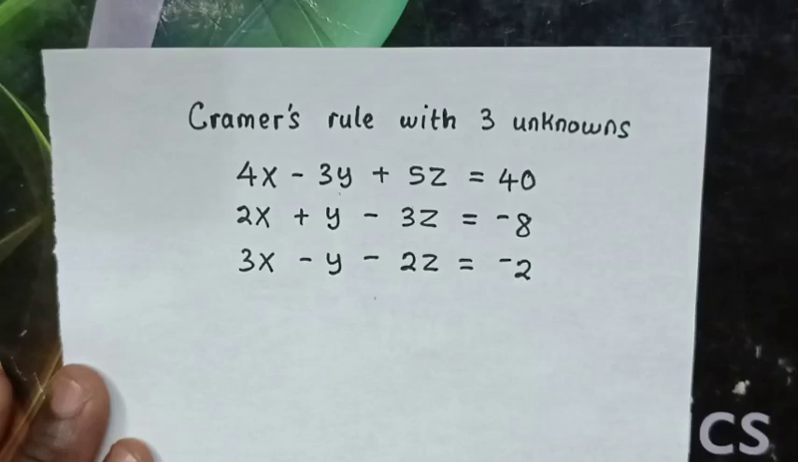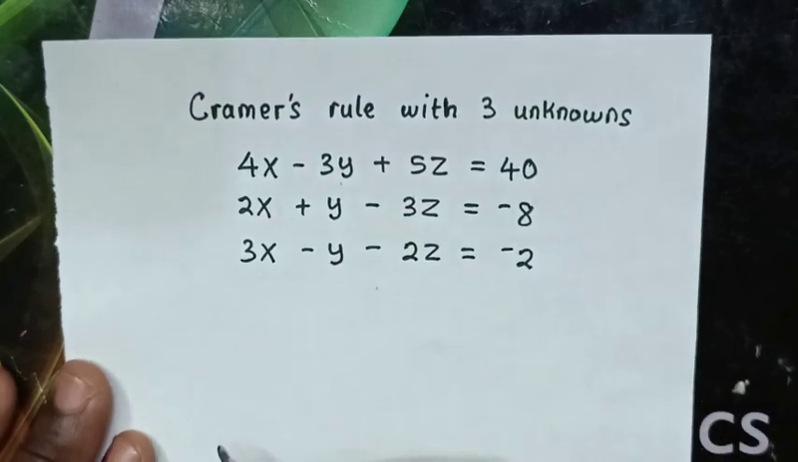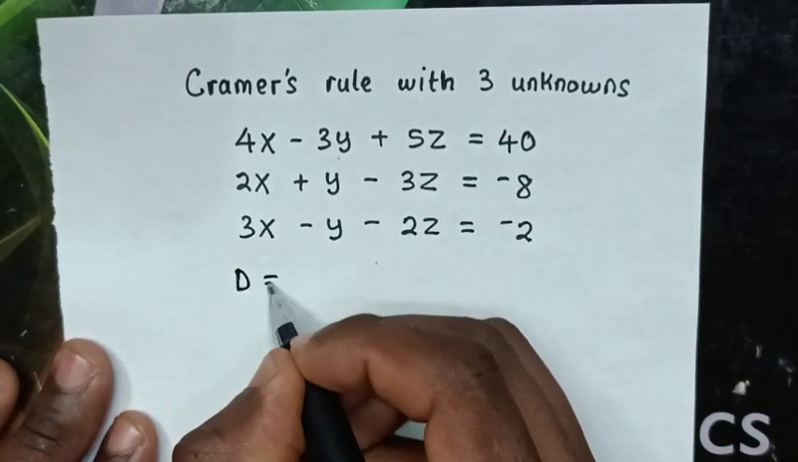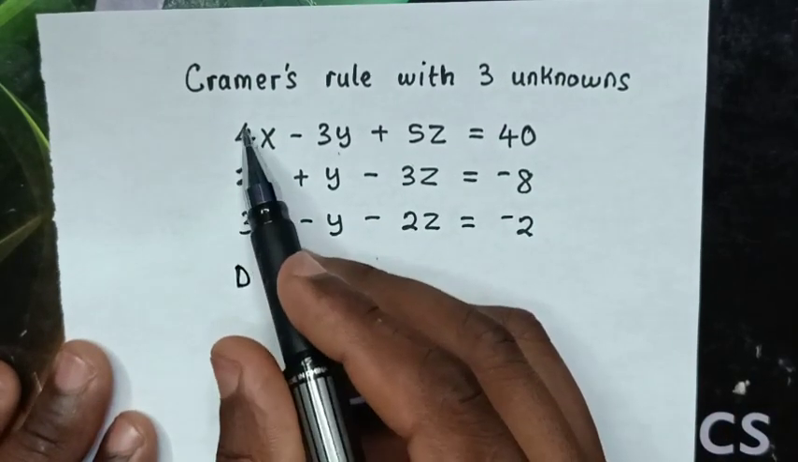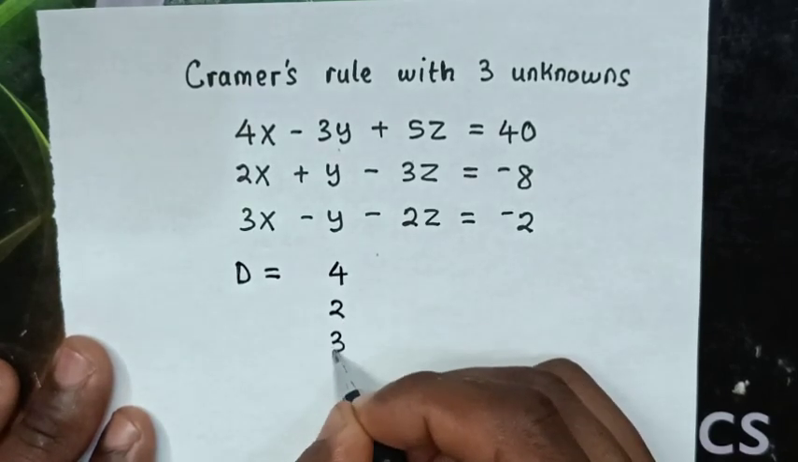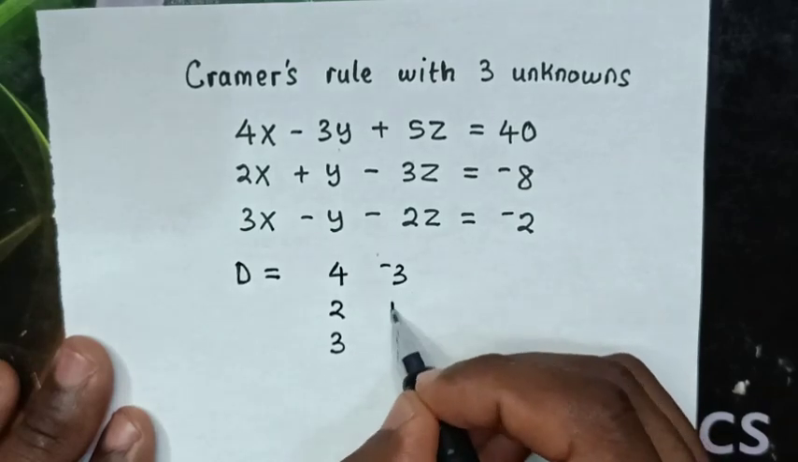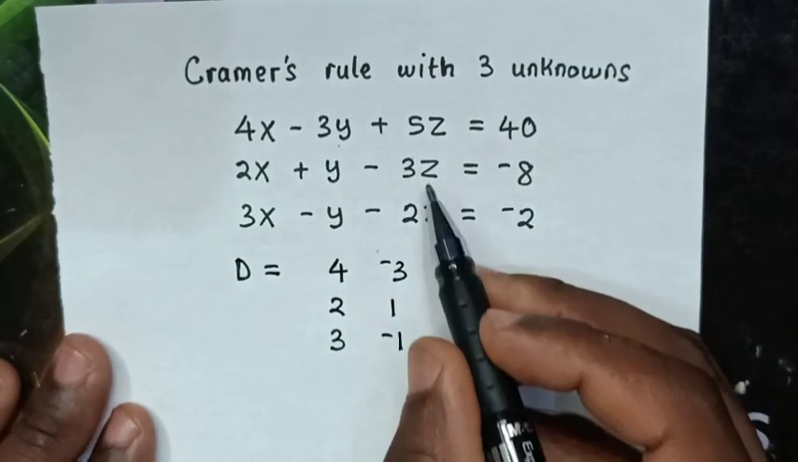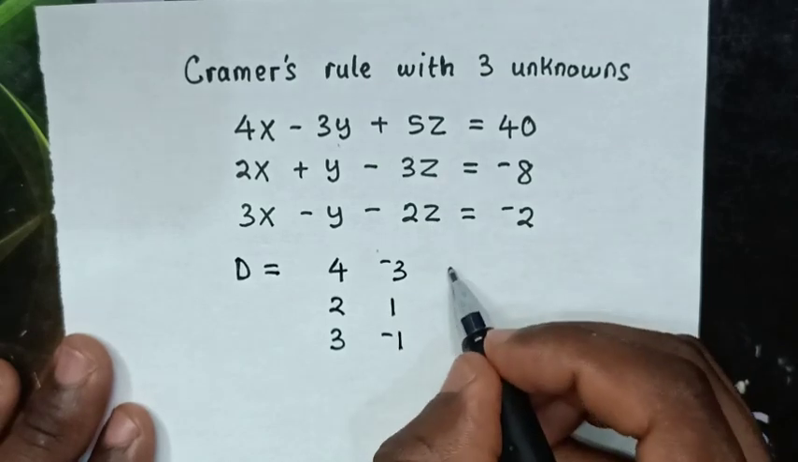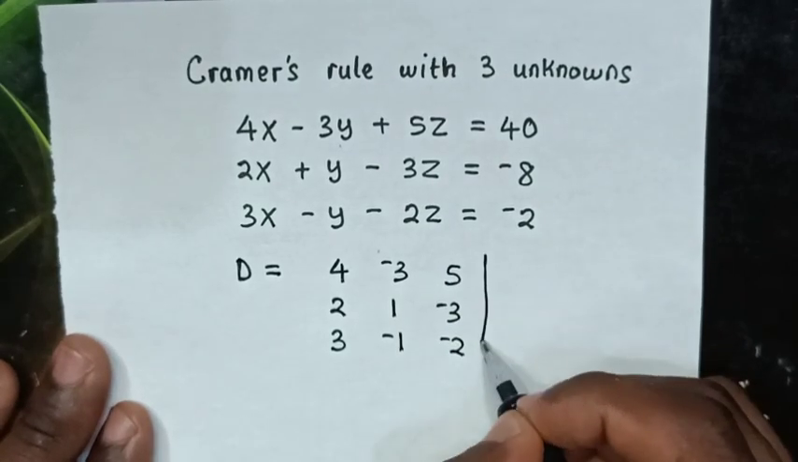Hello, how to solve this problem by using Cramer's rule with 3 unknowns. So first we'll find the determinant, which will be equal to the coefficient of x in the x column, 4, 2, and 3. And the coefficient of y in the y column is negative 3, 1, and negative 1. The coefficient of z in the z column is 5, negative 3, and negative 2.